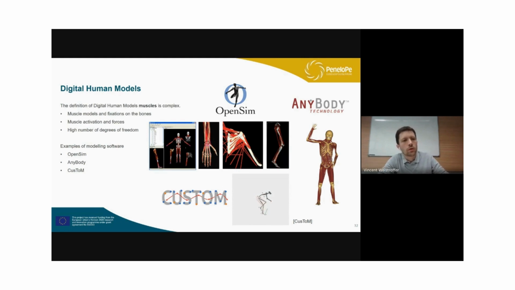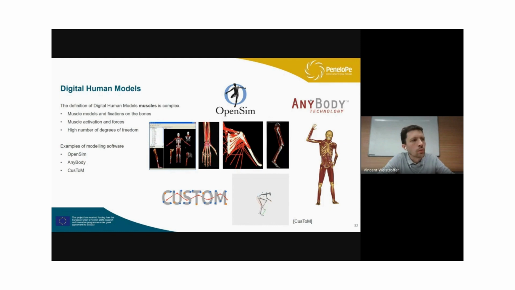The most well-known is the OpenSim software. OpenSim is open and free software. You also have the Anybody software, which is not free, and you have to buy a license to use it, but it's the most precise and used for muscle digital human models. Another example is the custom toolbox, which is a French toolbox from research activities at CEA.